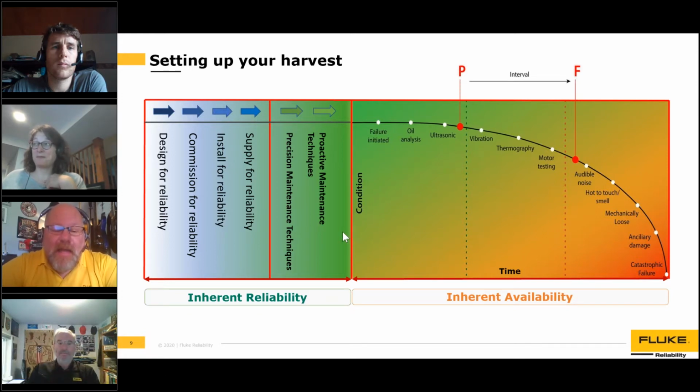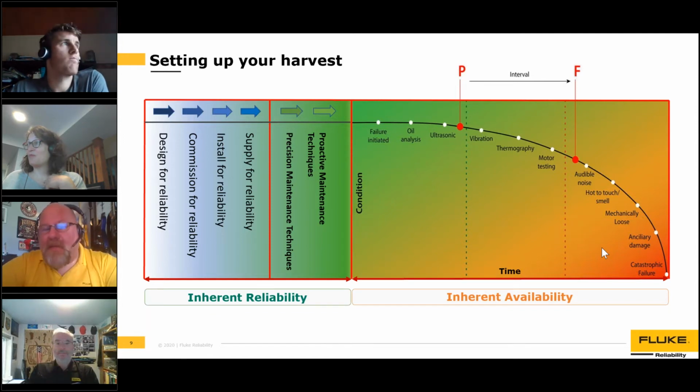And so reliability isn't just to the left of the PF curve. No, but it does encompass everything from designed for reliability, commissioned, install, supply, and then of course, what type of precision maintenance techniques are you adopting and actually using within your culture, and your proactive maintenance techniques that you're actually adopting and using within your culture.